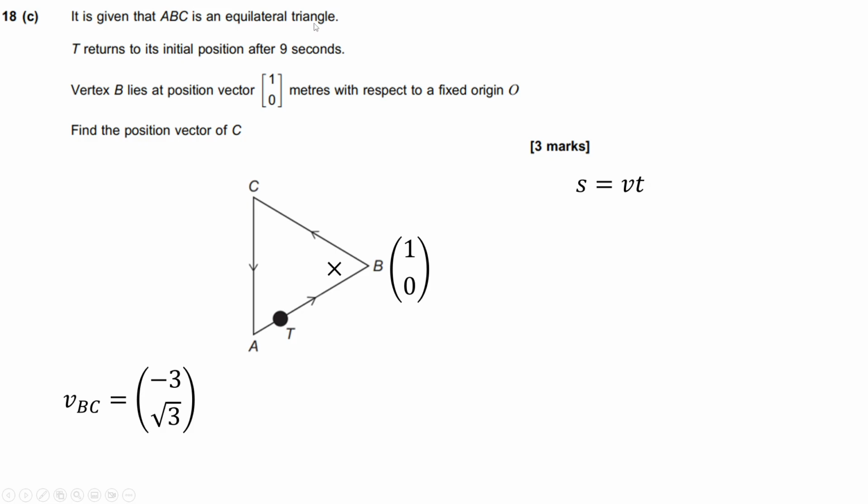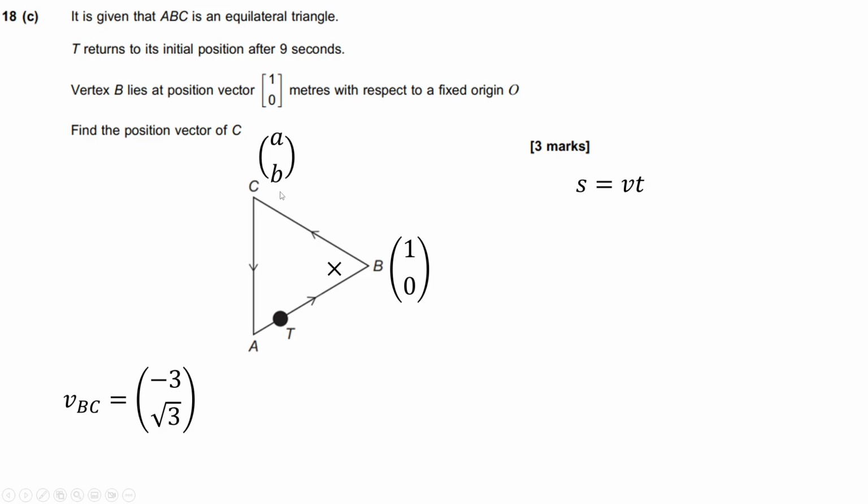The question says it's an equilateral triangle, and in total, going through all the vectors, it's going to take 9 seconds. But if it's an equilateral triangle, then they must spend the same amount of time on each vector, because they're given the same magnitude of velocity. So the magnitude of velocity here is the same as here, which is the same as here, which must mean that each one takes 1/3 of the total time. So we're going to spend 3 seconds here, 3 seconds here, 3 seconds here, which means that from B to C, we're going to travel for 3 seconds.